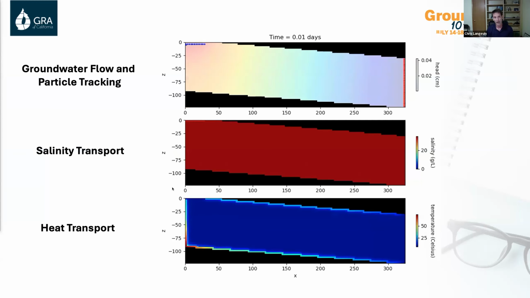And so I'm just going to start off with an animation to show you the result of a MODFLOW 6 simulation that shows groundwater flow and particle tracking in this top panel. This is a cross-section model of the Henry and Hilleke laboratory experiment. We're starting with all salt water in this box, and you're going to see fresh water come in on the top left. We're also simulating heat transport in this box.